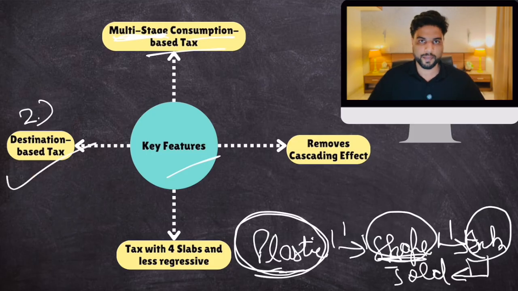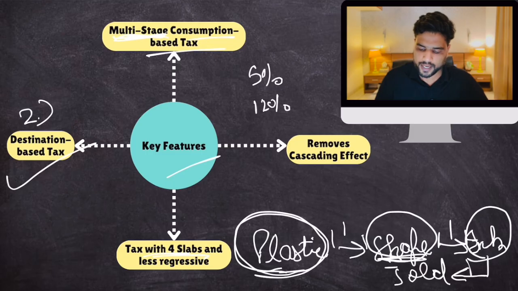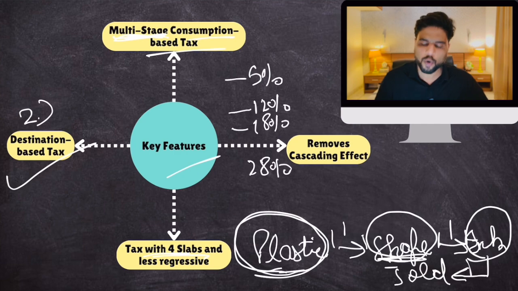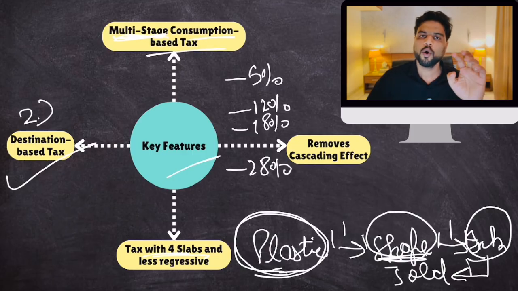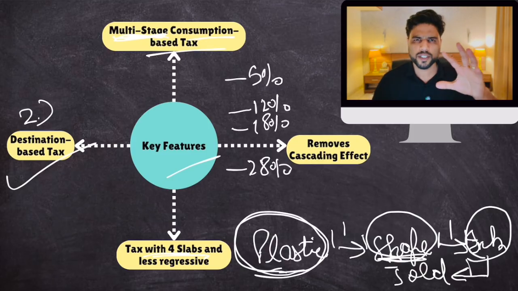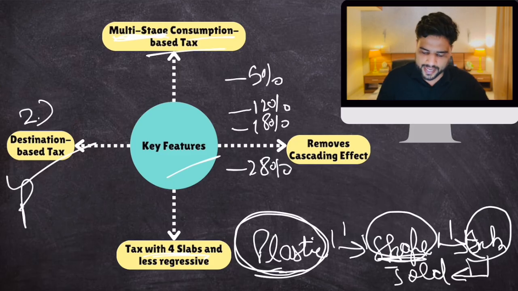This we have already discussed. It is a destination-based tax. And then tax with 4 slabs: 5%, 12%, 18%, 28%. These are the 4 slabs. You know why? Earlier, when the idea of GST was floated, like 20 years back, back then, only 2 rates or 1 slab was discussed. That GST will have only 1 slab or 2 slabs. But then government came out with 4 slabs. Why? You know the difference between progressive and regressive taxes.